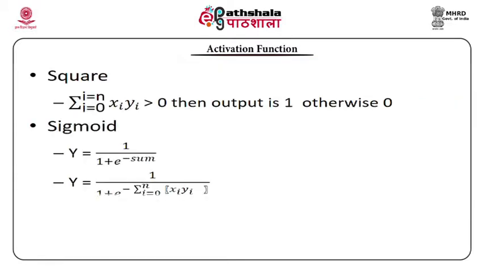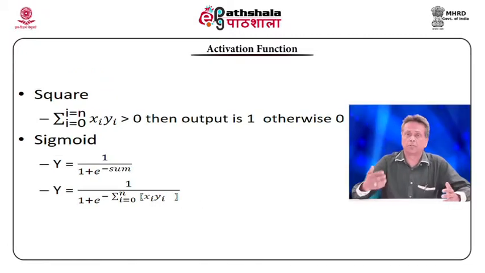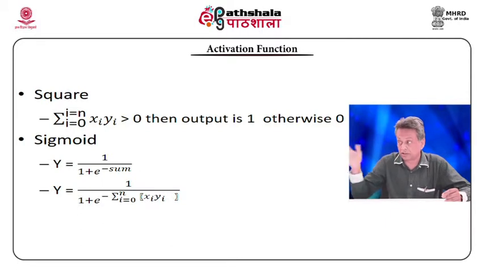Okay, this function is known as an activation function. The first activation function that we look at is called square, which we have already seen. The square function is sigma i equal to 0 to n x i w i. If it is greater than 0, it fires, less than 0, it doesn't. Okay, it's very simple. If you draw a graph of it, you will be able to see that it is basically square. I will just show that soon.